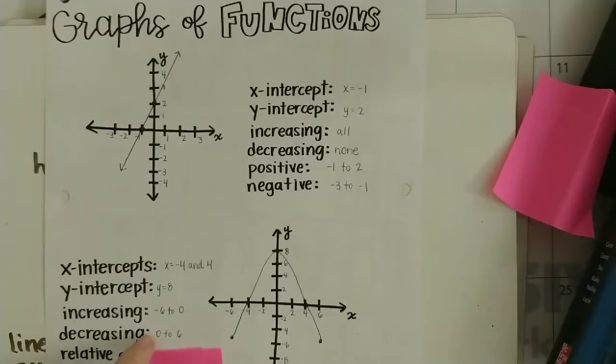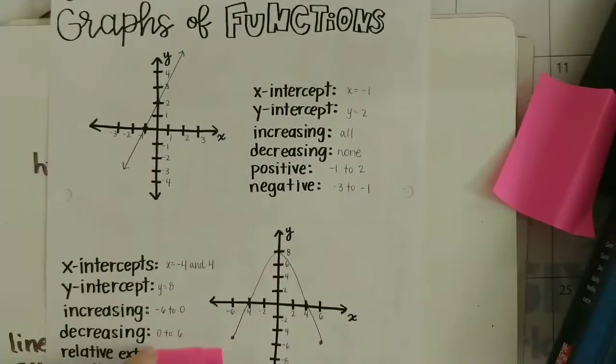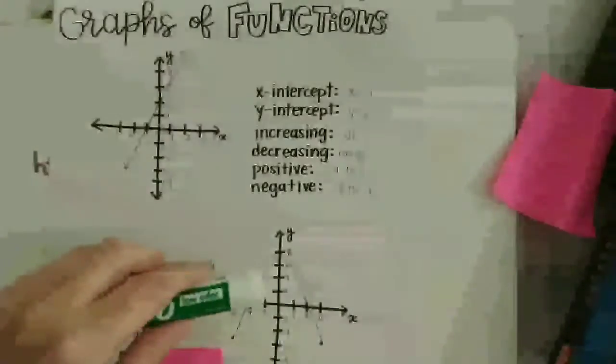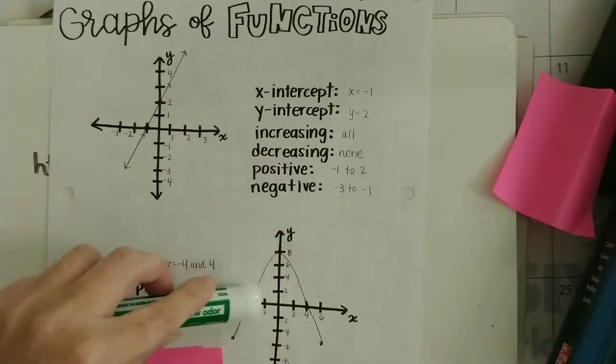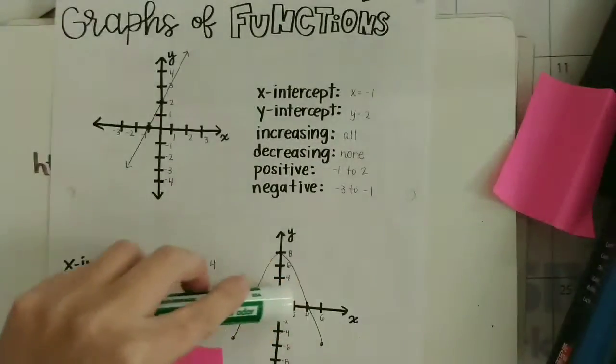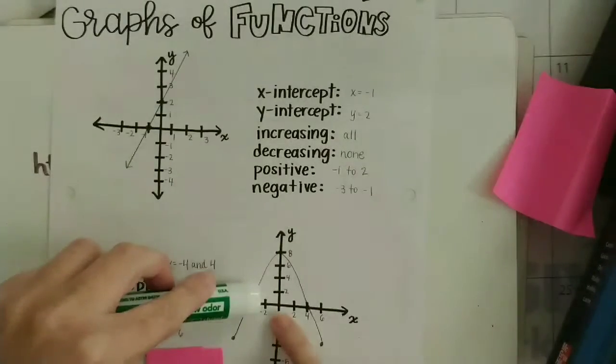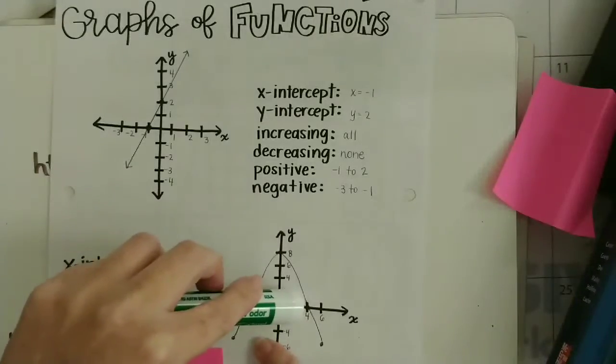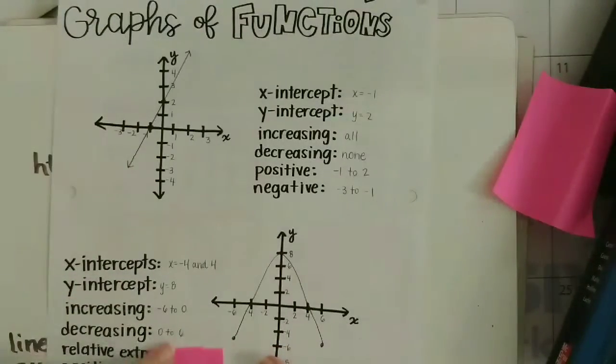So, do we see a relative maximum or a relative minimum? And we do. We have this peak, and we use our x values to read it. Where is it happening? It's happening right here in this area, so our x value is 0.